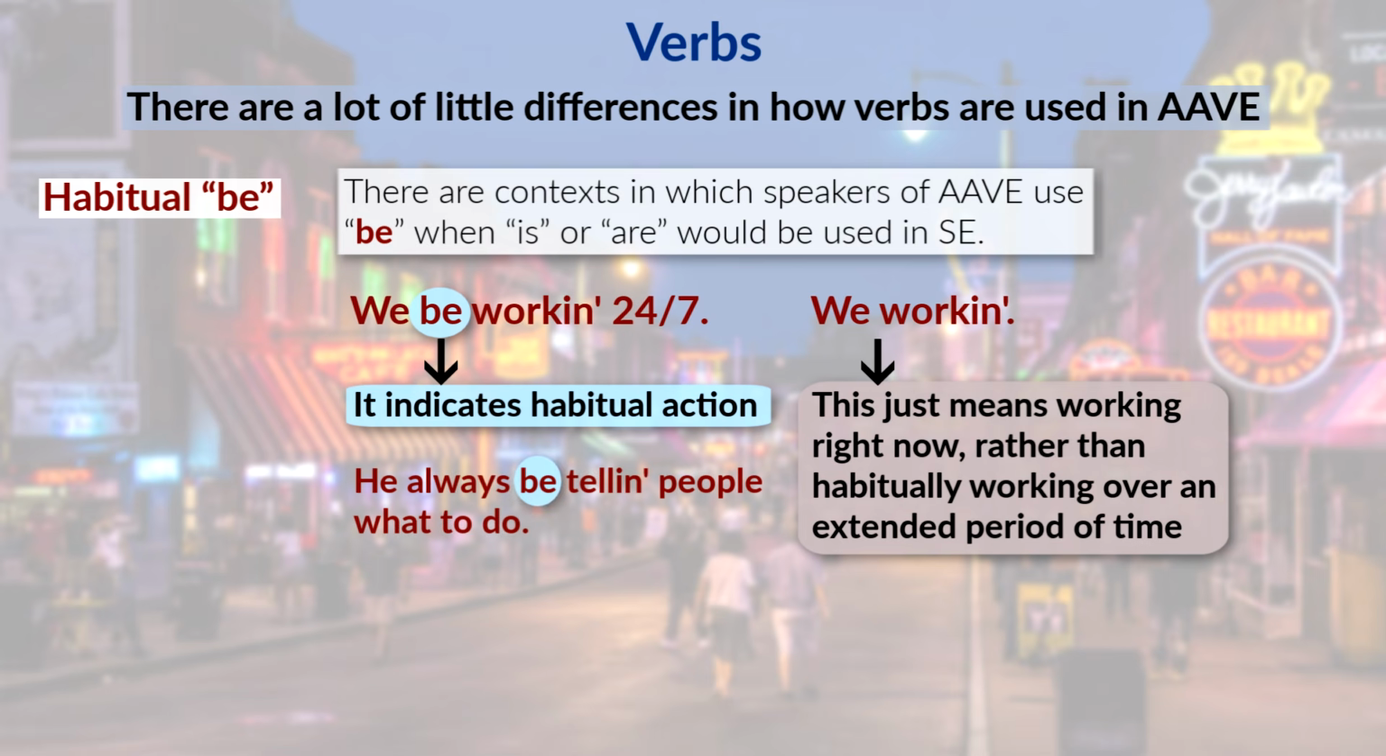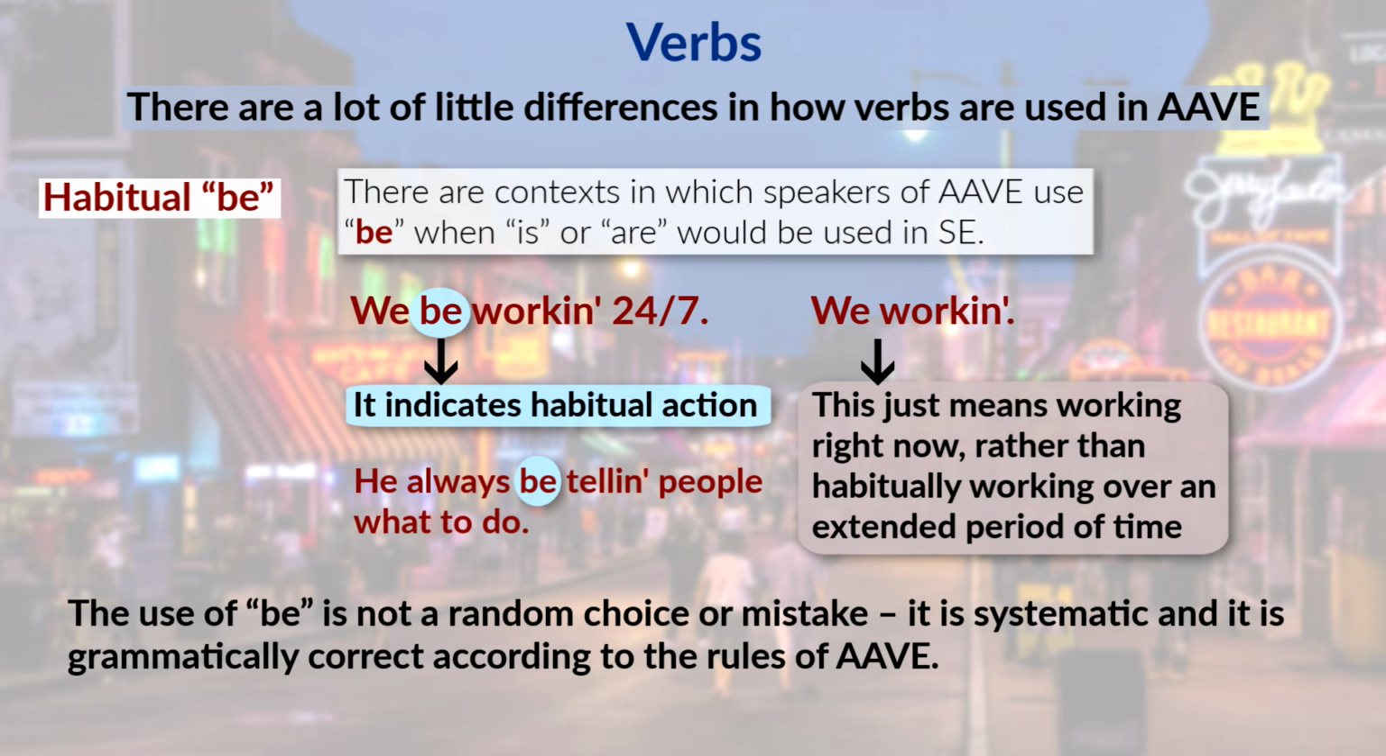Another example: "He always be telling people what to do." So you can see that the use of be is not a random choice or mistake. It's systematic, and it's grammatically correct according to the rules of AAVE.